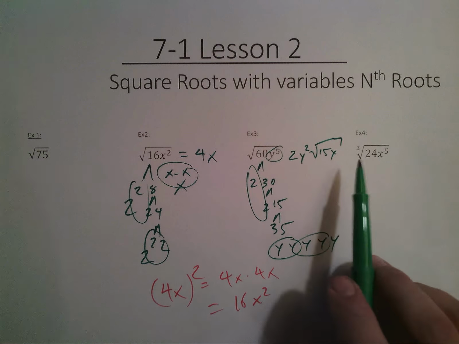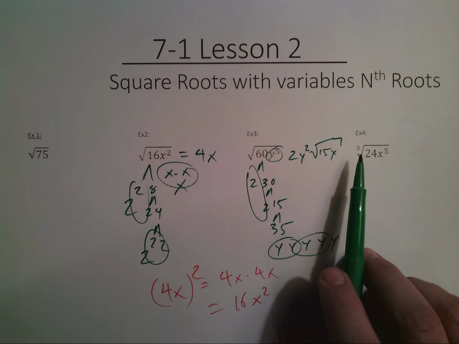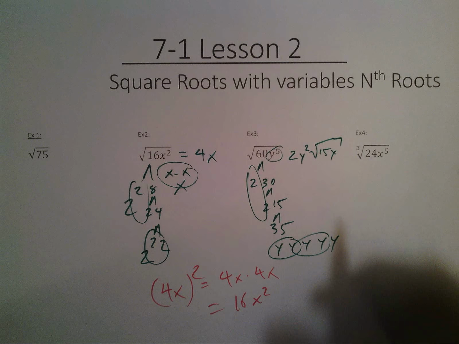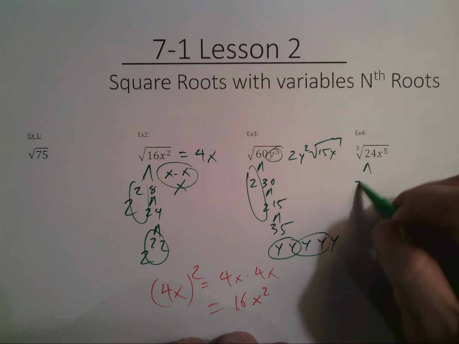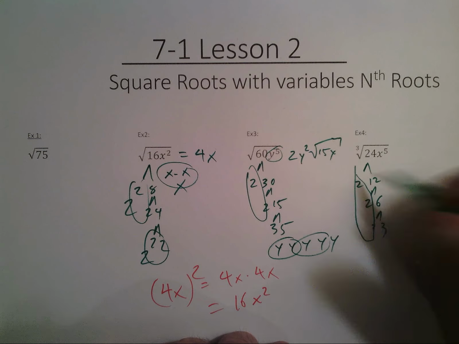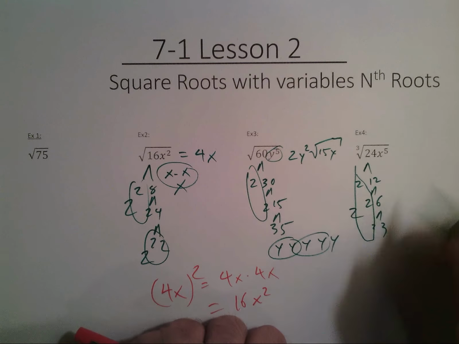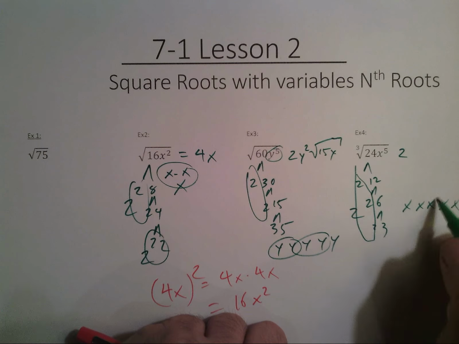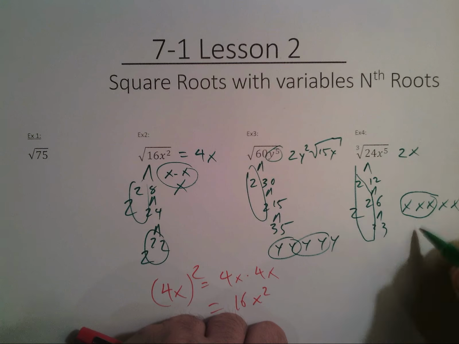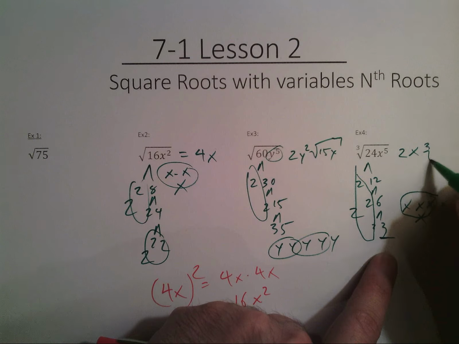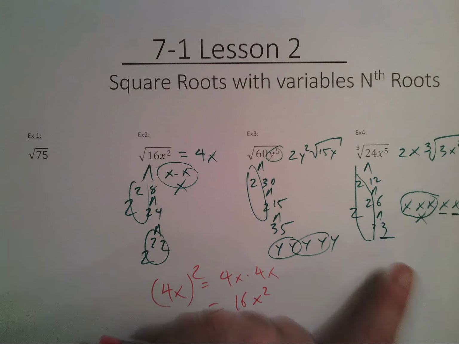Now, on some of the problems we have nth roots. In this case, we're doing a cube root, so that's a third root. So instead of looking for groups of size 2, I'm going to look for groups of size 3. So I'm going to take my number, which is 24, which is 2 times 12, 2 times 6, 2 times 3, and there's a group of size 3. So I pull out a 2. Look at my x's. I have 5 x's. There's a group of 3, so I pull out an x. I'm leaving behind a 3, and I'm leaving behind 2 x's. So it's cube root 3x squared.